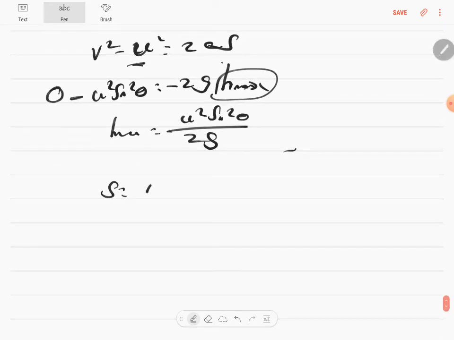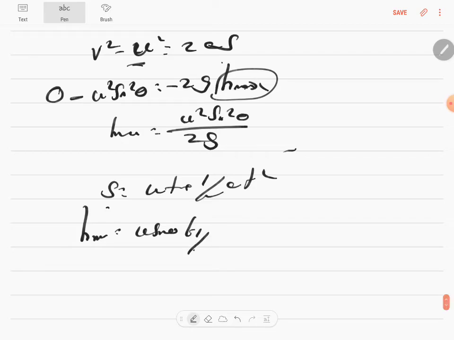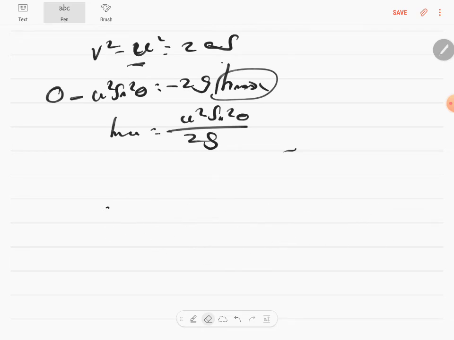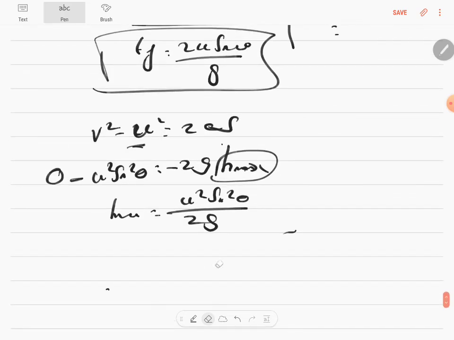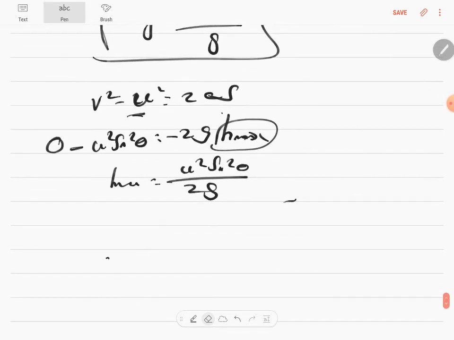See, I can do it even in that method. If I'm going to put s is equal to ut plus half at square, and replace s as h maximum, u sin theta into t, I took it as t half, correct? Yeah. Minus half into g into t half the whole square. And it's getting complicated if you use this formula. Instead, let's use v square minus u square is equal to 2as, and you get the answer immediately, which is the height maximum, which is u square sin square theta by 2g. Are you clear?